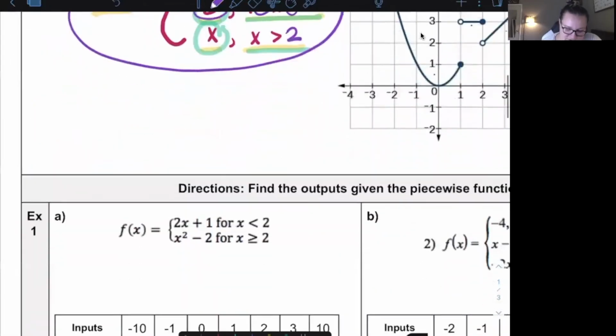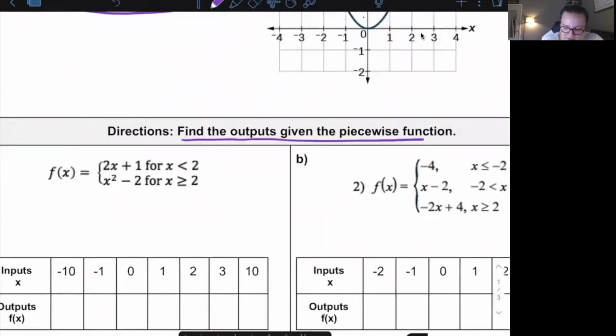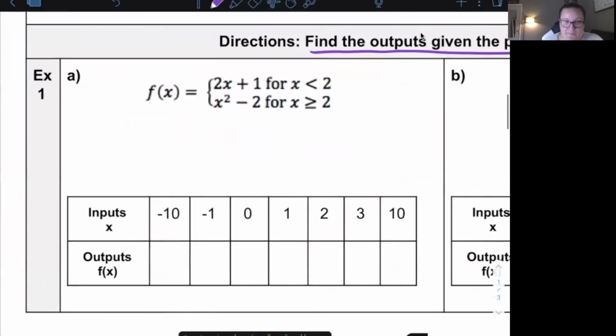So let's jump into some other examples. For example 1, we're going to find the outputs given the piecewise function. So for example 1, part A, we have f of x equals 2x plus 1 for x is less than 2. We have f of x equals x squared minus 2 for x is greater than or equal to 2.